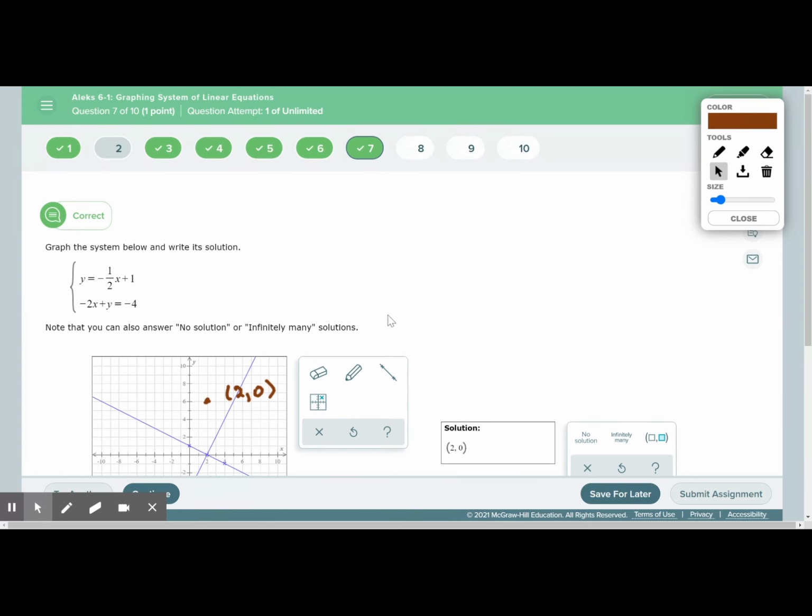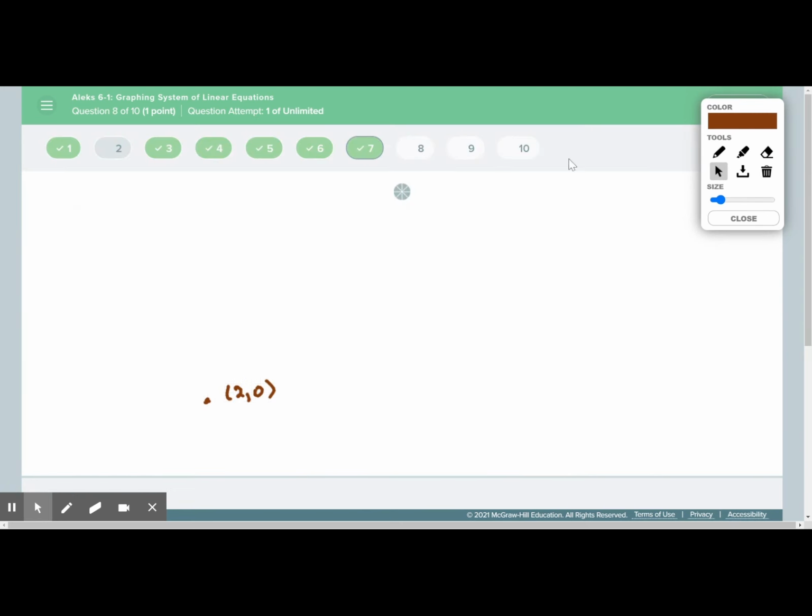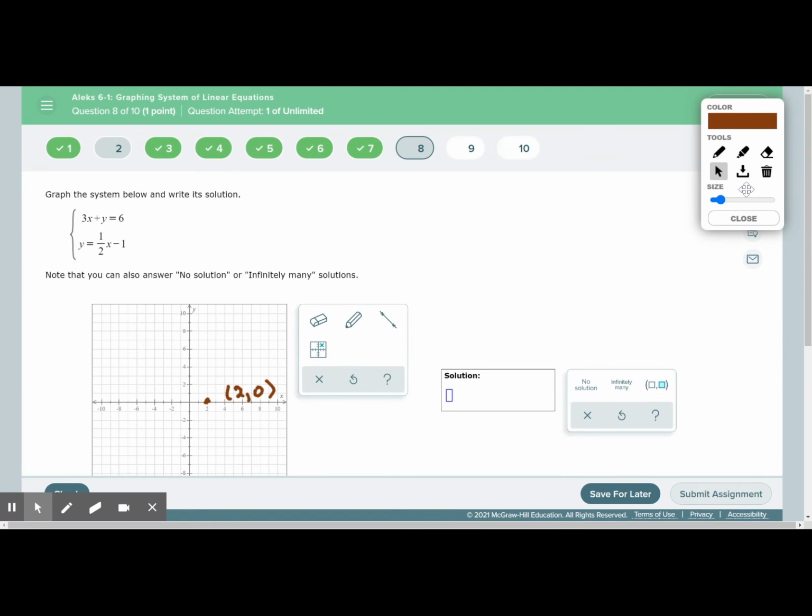All right, so now we're heading to number 8. Number 8 is a similar one. We already have 2 examples. I'm going to move on from number 8.